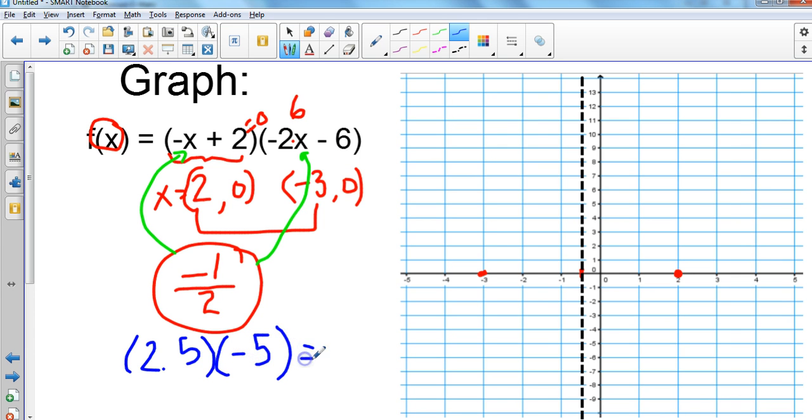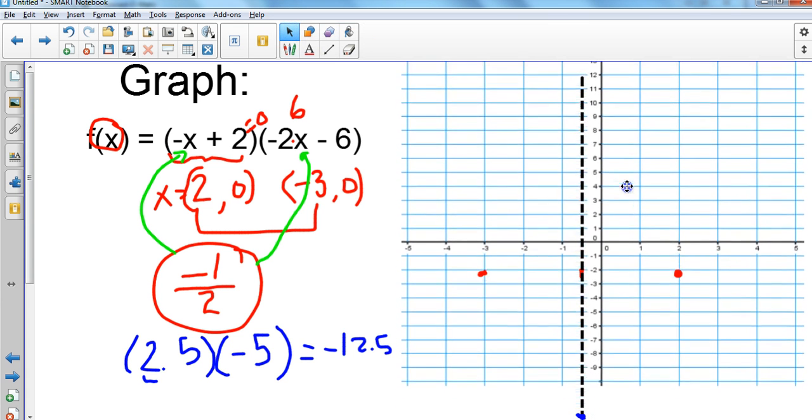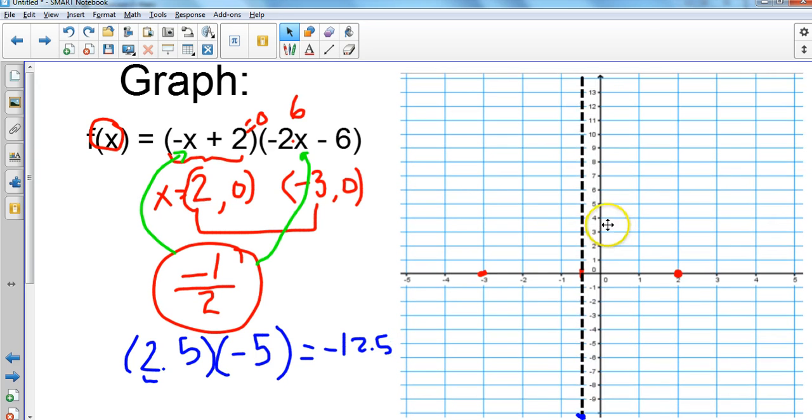So let's see what 2.5 times negative 5 is. If we double negative 5, we get negative 10. And then if we take a half of negative 5, which is negative 2.5, we get negative 12.5. So our vertex is down here. So here's negative 10. It's a little bit lower than down here, right? So at negative 12.5, if I could go down there, I would. Maybe I can. Nope. Okay, so let's say that that's actually at negative 12.5.